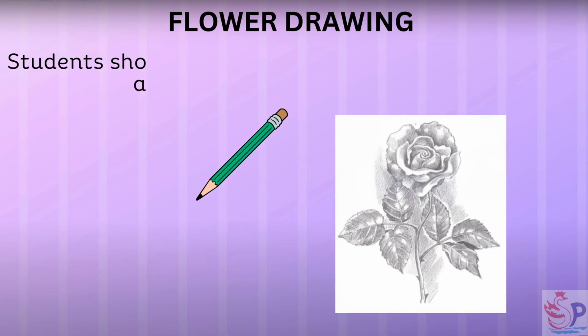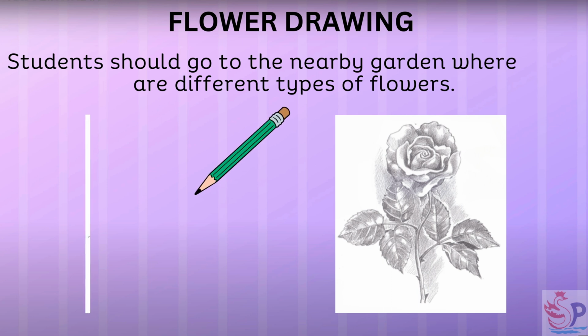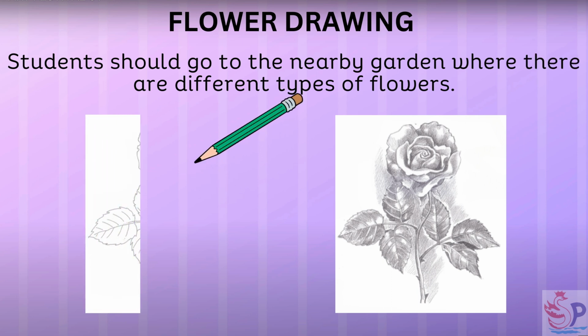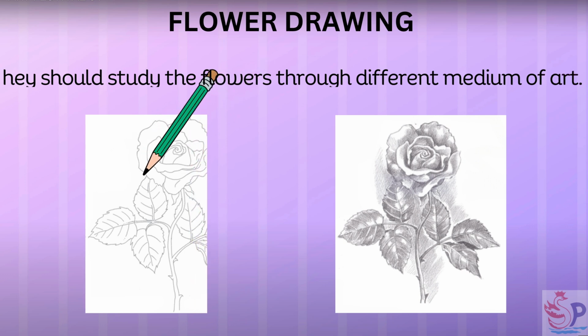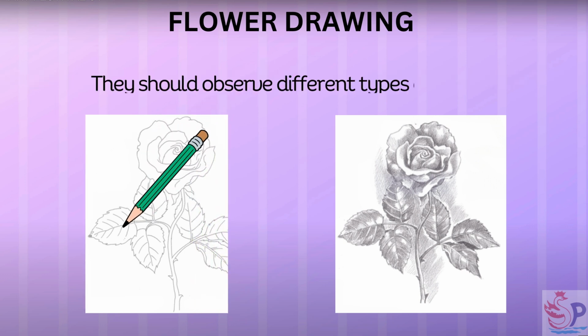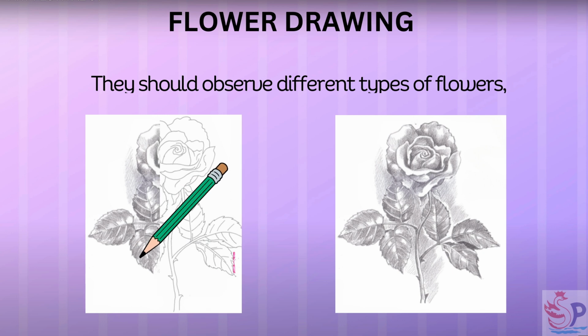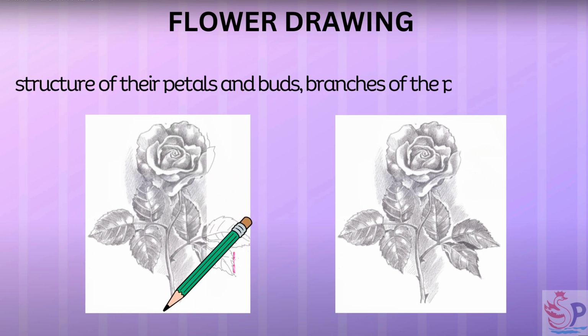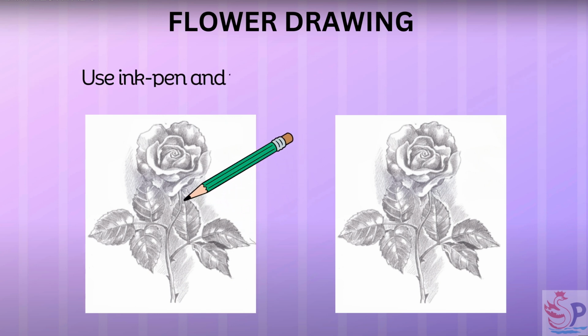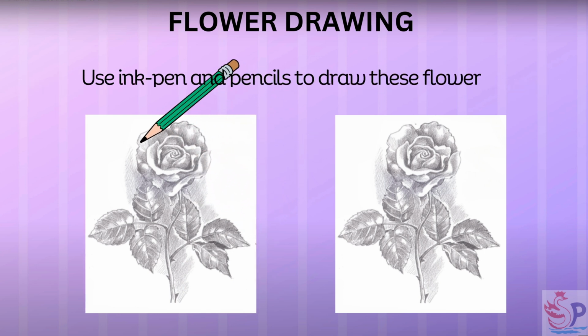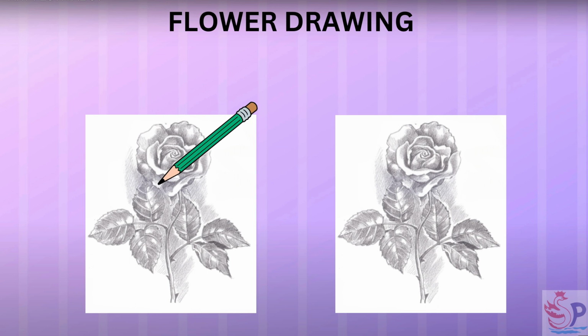Flower drawing. Students should go to the nearby garden where there are different types of flowers. They should study the flowers through different mediums of art. They should observe different types of flowers, the structure of their petals and buds, and branches of the plants minutely. Use ink pen and pencils to draw these flowers.